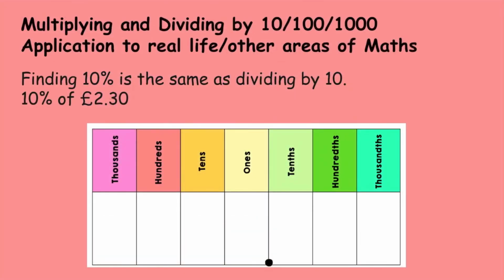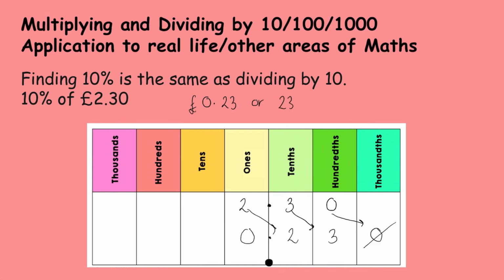Your child will need to apply this rule in other areas of maths. For example, when working with percentages and finding 10% of a number, this is the same as dividing by 10. We apply the rule and move all digits 1 place to the right. Here, £2.30, the 3 from the tenths goes to the hundredths. The 2 from the ones goes to the tenths. We put a decimal point in the same place and put a 0 in front. Therefore, 10% of £2.30 is 23p, which can be written this way or this way.